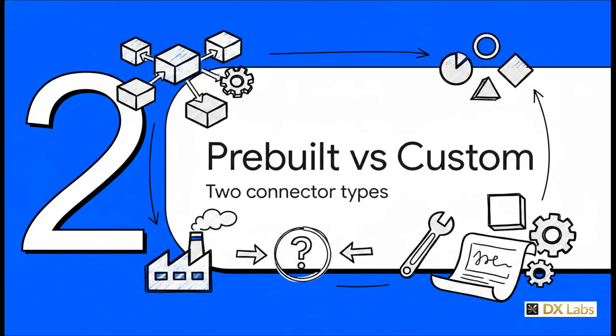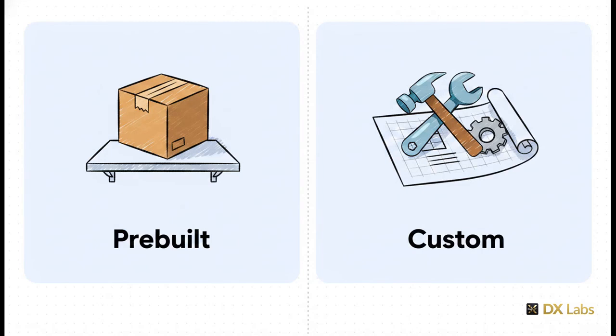Moving on to our second topic, pre-built versus custom connectors. Think of pre-built connectors as off-the-shelf software. These are tools published by Microsoft or their partners that cover thousands of everyday services, things like Dataverse, SharePoint, and Teams. If a pre-built connector exists for the system you're targeting, use it. It's the absolute fastest path to integration with literally zero development work required.